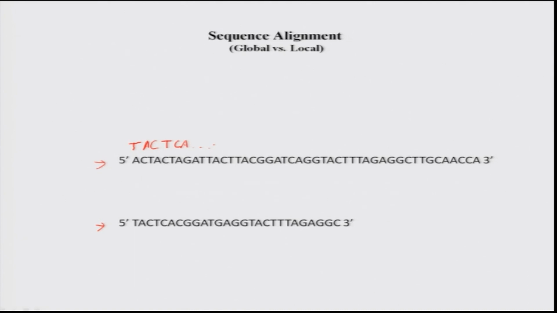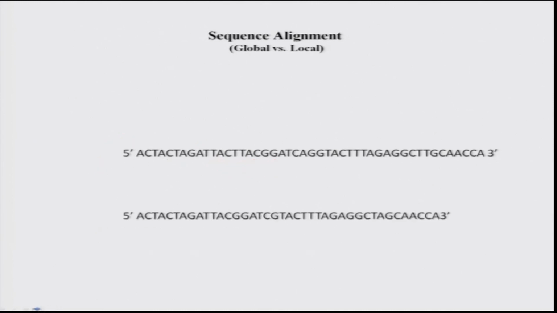Now another way is that you don't go one by one, but you try and look for small stretches which are aligning the best. For example, here if you align this with this, T, A, C, T, C, A, C, G, G, and so on, you will see that the local stretches are aligning more. So this is called global alignment, the first method, and the other method is called the local alignment.